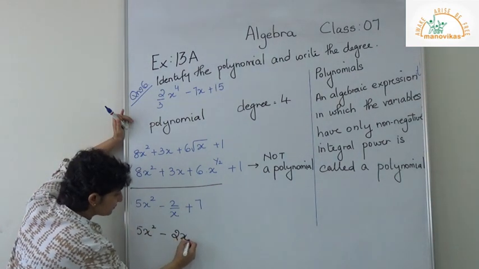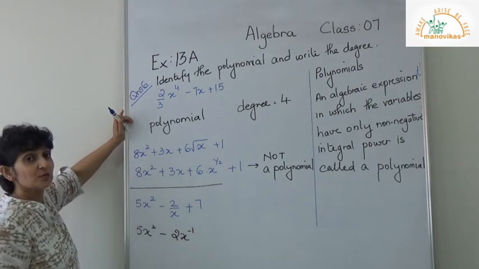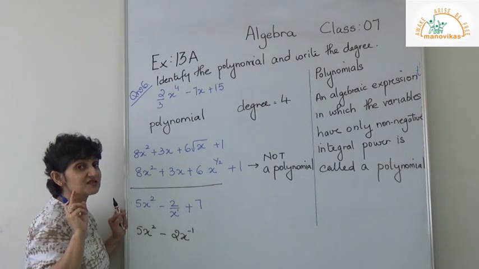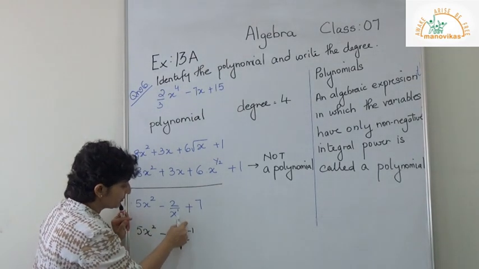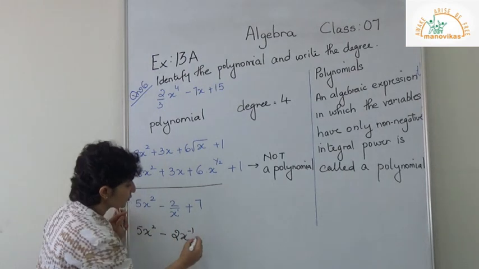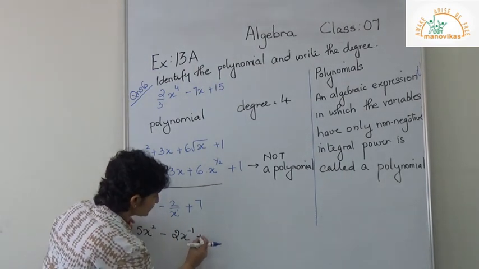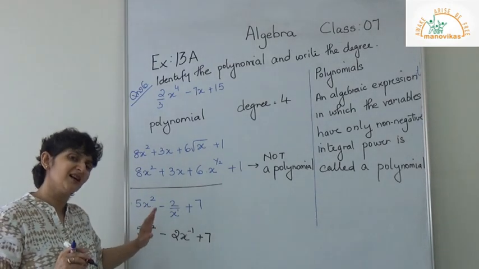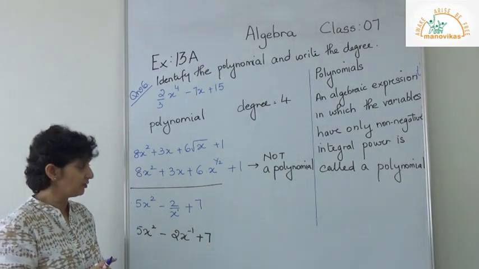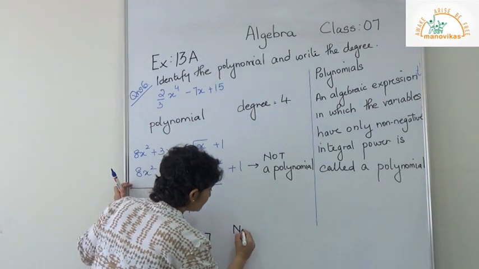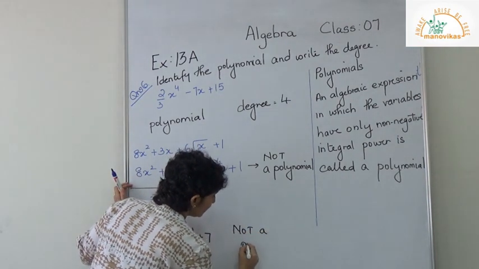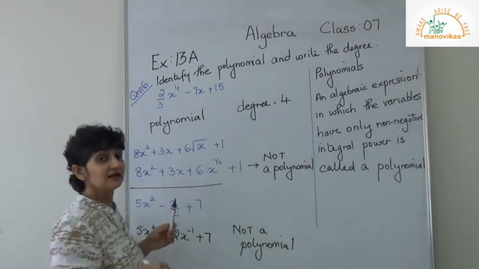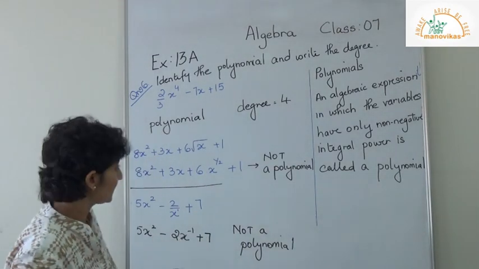Children, this x when I bring, this becomes x to the power, see, when it is down, it is x to the power 1. We read these kind of sums in your exponents. So when I bring it on top, it becomes minus 1 plus 7. So I have a negative integral part. So this again is not a polynomial. Okay, let's do a few more sums from this question.